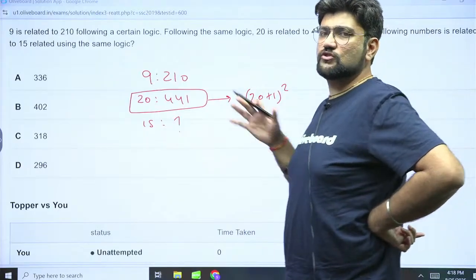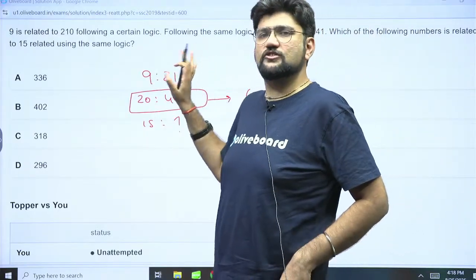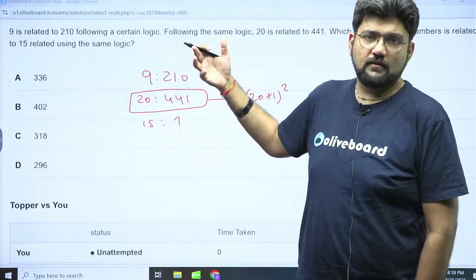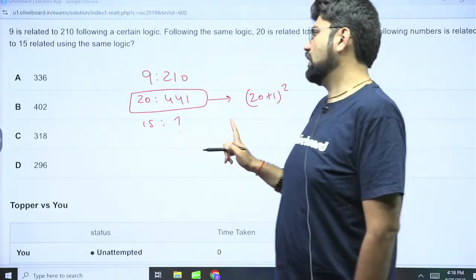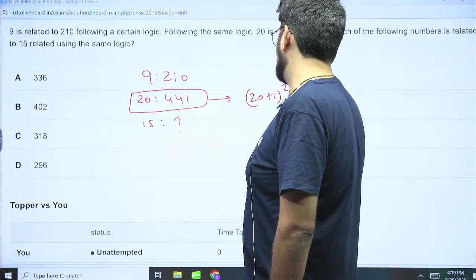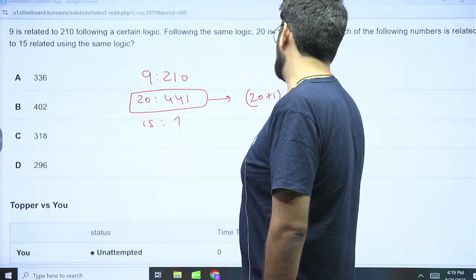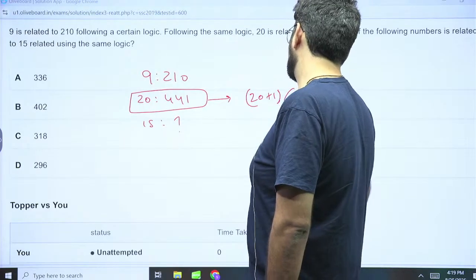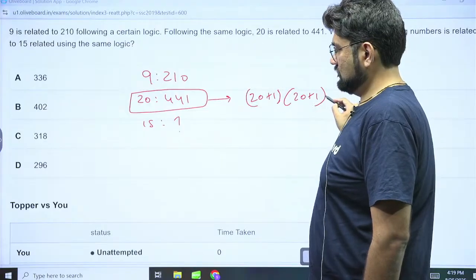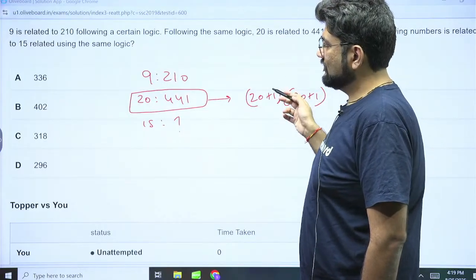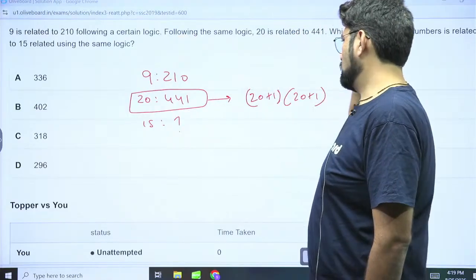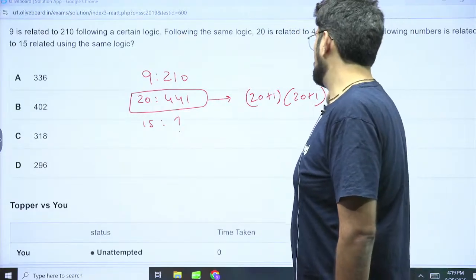I can understand this question should have been left in the examination, or after a lot of thought process, you could have just stumbled upon this. Maybe just luck. Because otherwise coming to this is quite difficult. But what exactly is happening here? So 20 plus 1 whole square. That means 20 plus 1 into 20 plus 1. Okay. So basically 20 square plus 20 plus 20 plus 1. That is also not going to work out, right? That's the same thing only which you are doing.